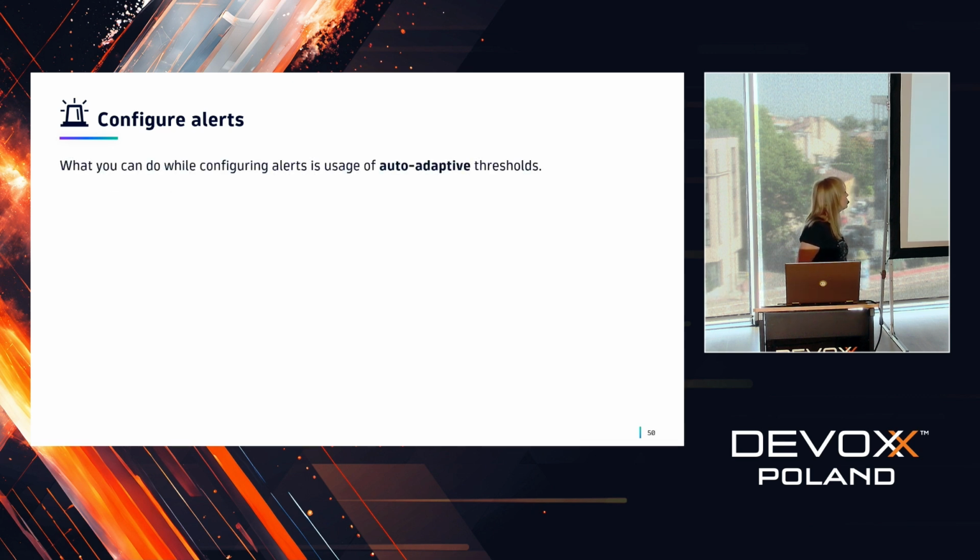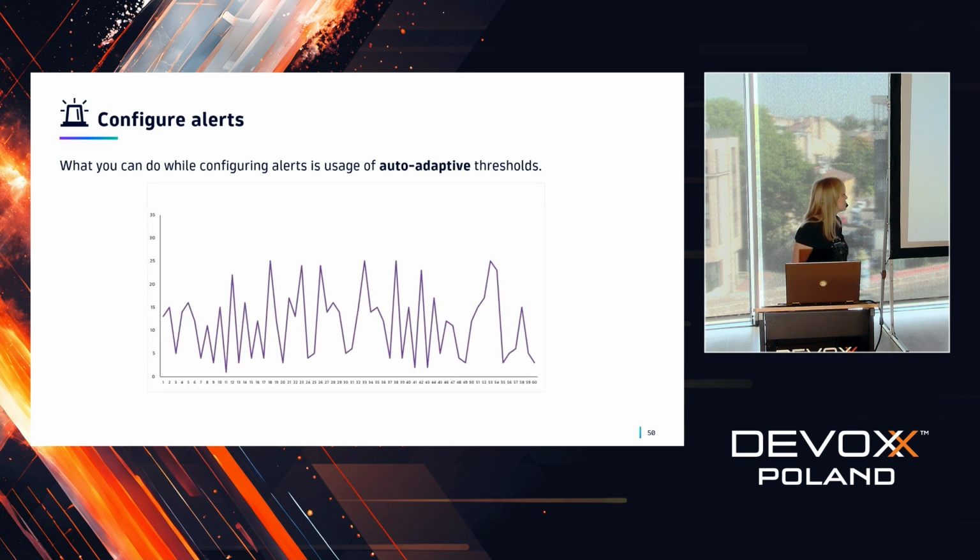So what can we do to avoid this? The first thing is the usage of auto-adaptive thresholds. So for the same metric, if we would use an auto-adaptive threshold that is based on the historical data, after some violations, the threshold value would be updated to avoid generating more alerts.